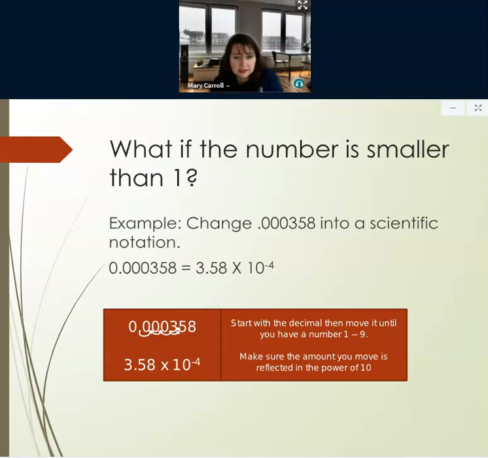So what about a small number? I want to get it where it's a little bit more manageable, and so it still needs to be between 1 and 9. So an example would be 0.000358, and I want to make it bigger so I can see it a little bit better. So I'm going to go 1, 2, 3, 4. But you notice that I went to the right 4, so that means I went -4 instead of +4.